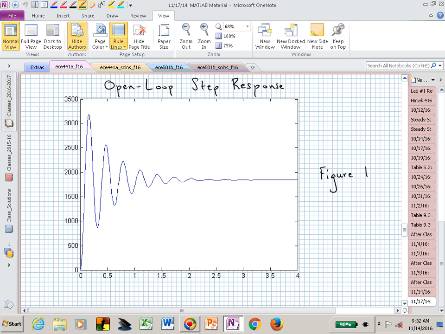Maybe. Did yours ring that much in the lab? No, it didn't ring that much. Why did yours not ring, and why did this one ring so long? What could be causing that? This is ideal. What's in the lab? Reality. Why is it maybe not ringing so much? Friction that we didn't model necessarily.